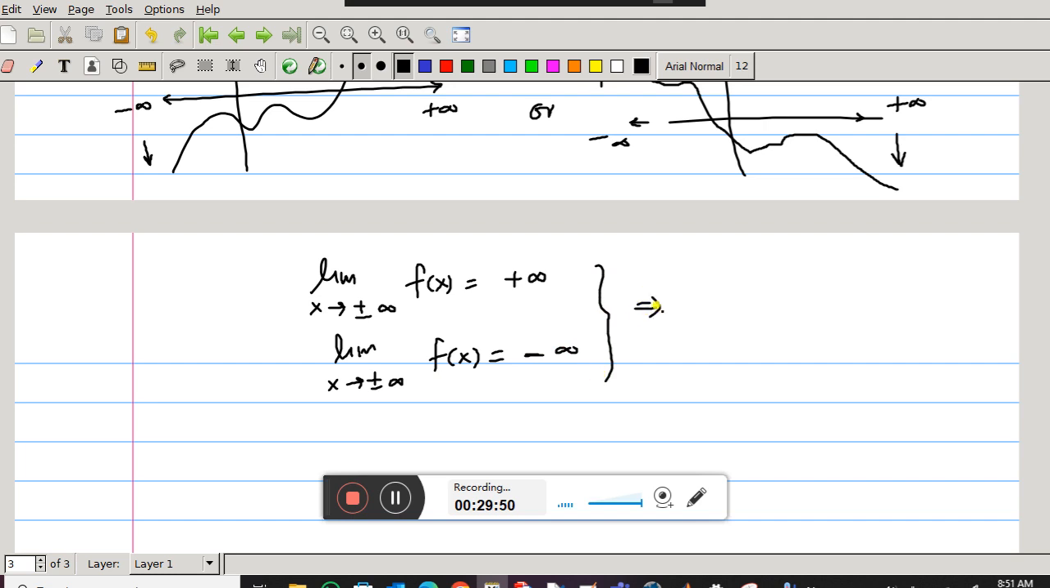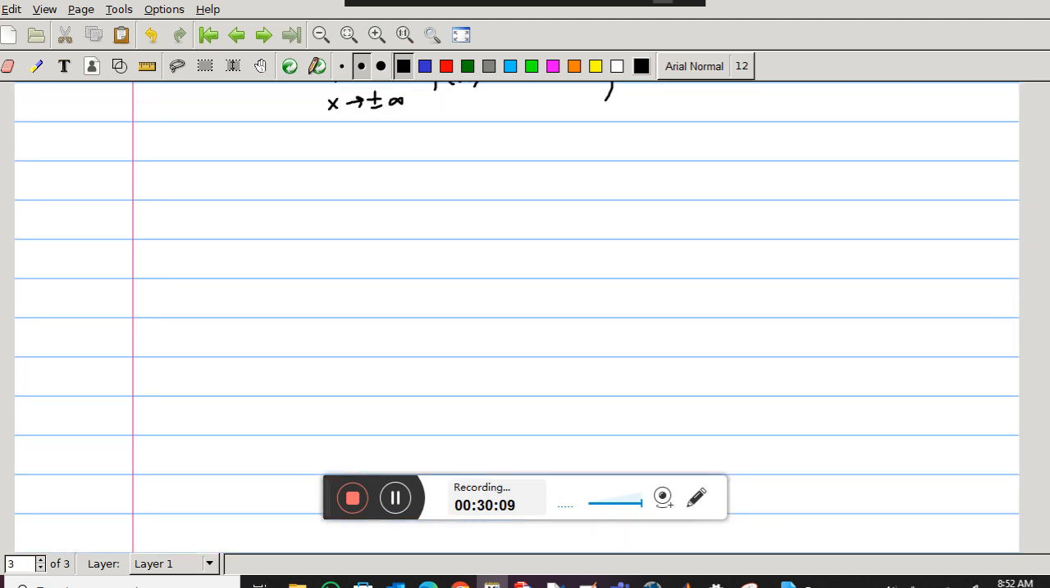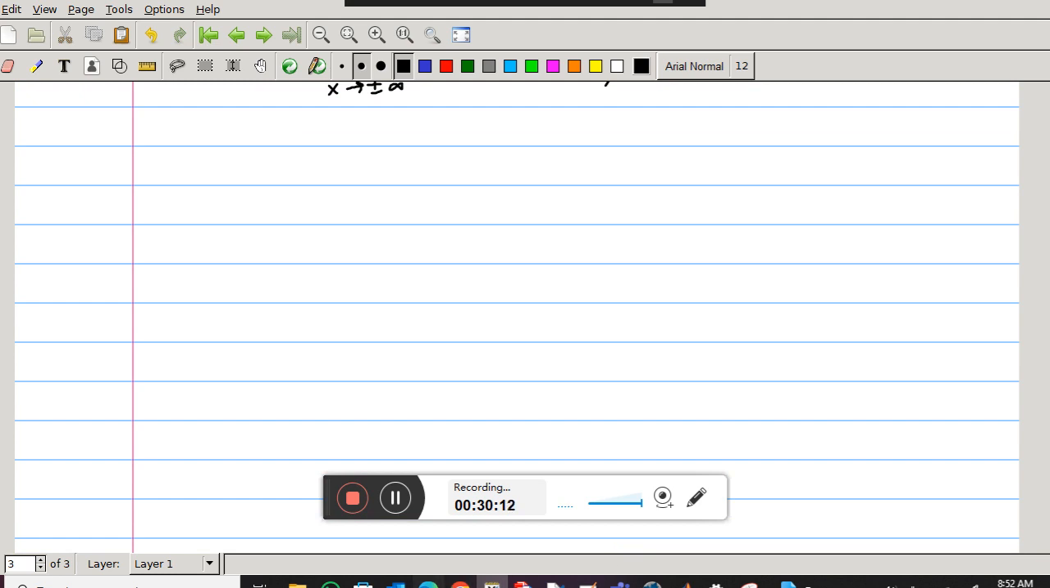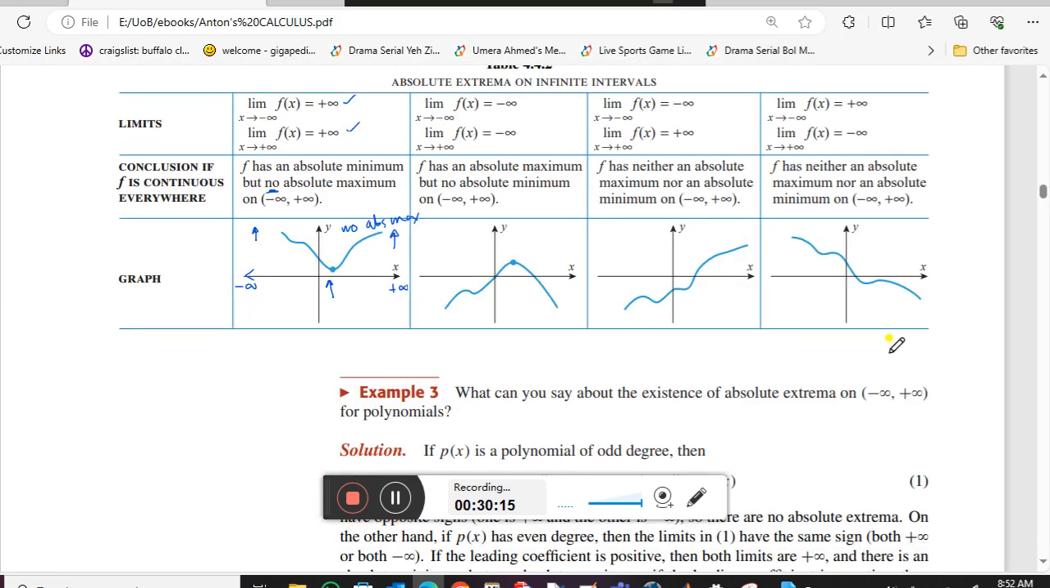So if one is plus infinity and the other is minus infinity, no absolute extrema there. Means both maxima and minima are not there. Okay, so you can say that there is no absolute. Relative maxima minima can be there, but absolute are not there, right? So 1 2 3 4. So see, no maxima minima, no maxima minima. Here only maxima, right? No minima. Only no maxima, only minima. Agree? So all these things are there.